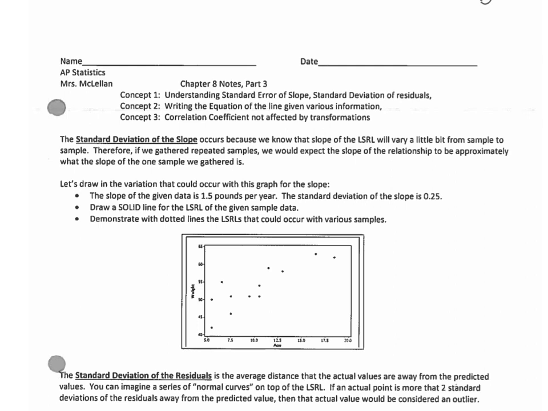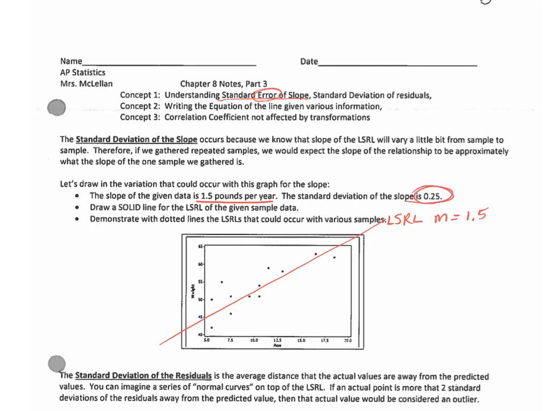All right, first concept, standard deviation of slope, also known as standard error of slope, and then standard deviation of residuals. So let's say that I took a sample and the equation of my least squares regression line, the line that best fits, ended up having a slope of 1.5. So 1.5 pounds per year. So for every one increase in the year, the predicted pounds goes up 1.5. The standard deviation of this slope is 0.25.